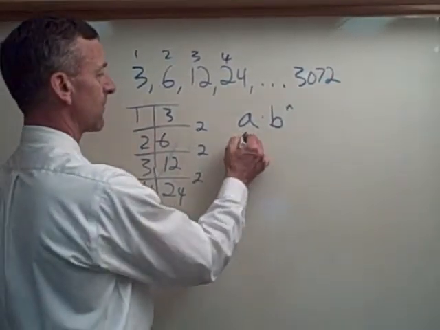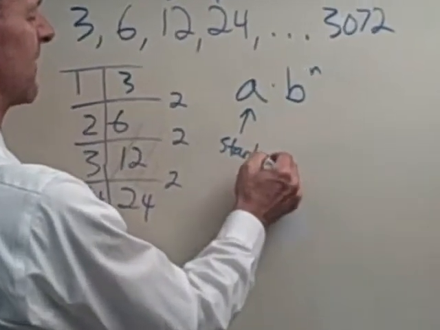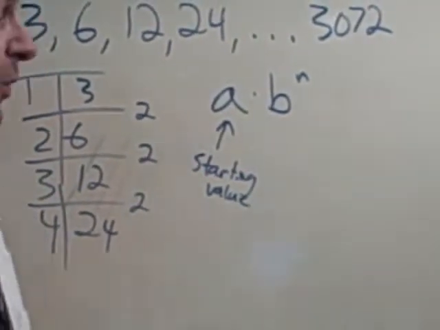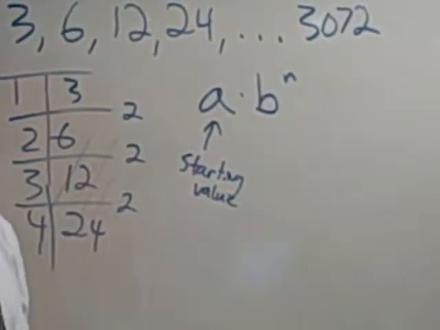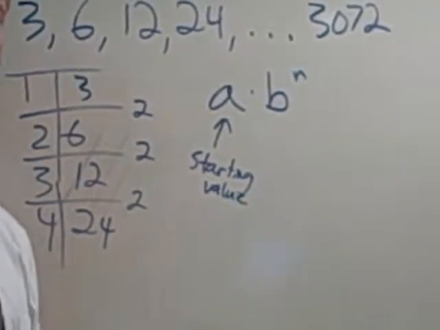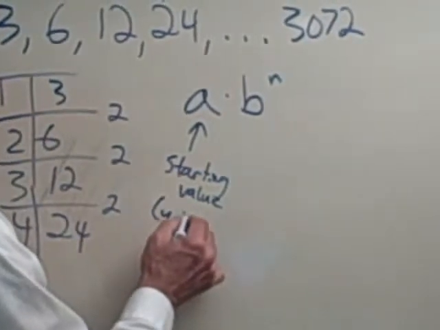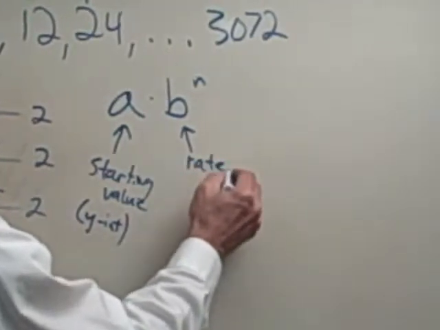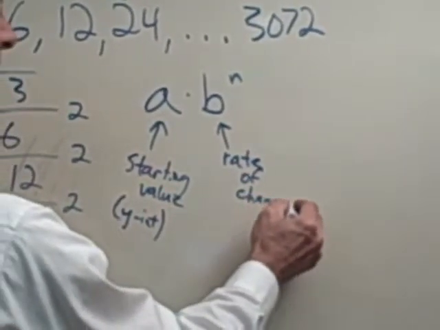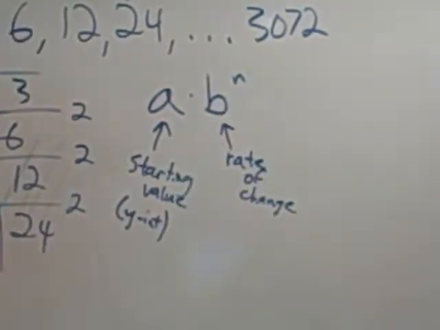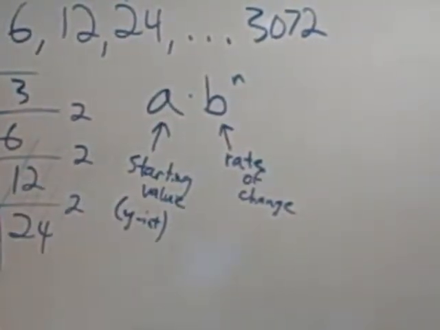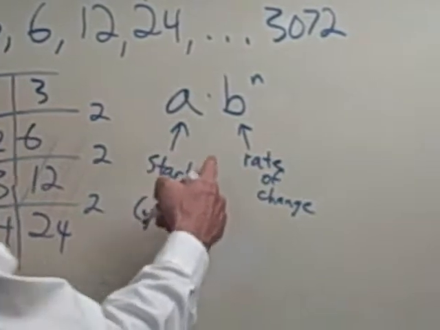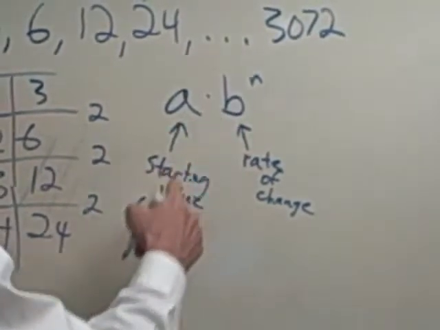We know that a is the starting value, and since it's the starting value at time 0, when n is 0 or x is 0, a actually turns out to be our y-intercept as well. So b, as we know, is the rate of change, and you'll remember that the exponent, x or n in this case, is the number of times that rate of change gets applied. So what we do is we say the starting value is the y-intercept.